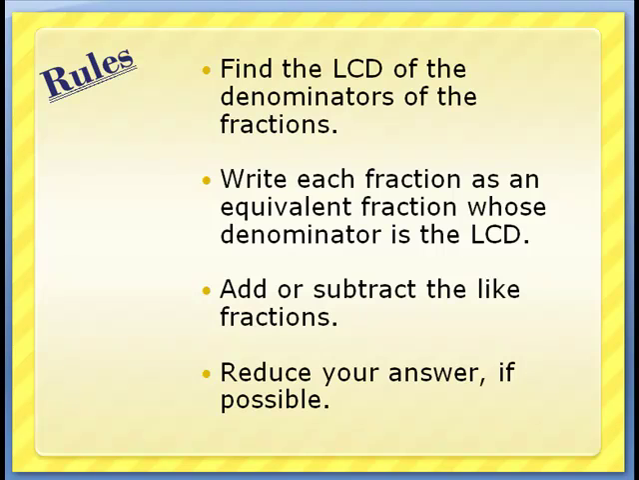First, we want to find the LCD of the denominators of the fractions, and then if possible, we're going to convert each fraction. It says write each fraction as an equivalent fraction whose denominator is the LCD. Add or subtract the like fractions, and then reduce your answer if possible.